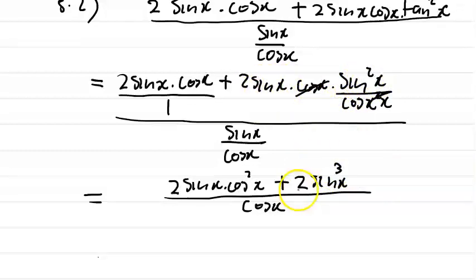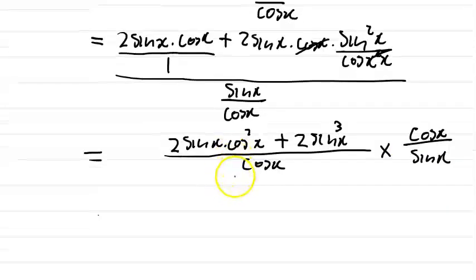Right, so we have sine cubed x, and you see this over here in the bottom, you have sine x over cos x. What we can do is change this division to multiplication and invert the bottom fraction, so it becomes cos x over sine x. So there you go.